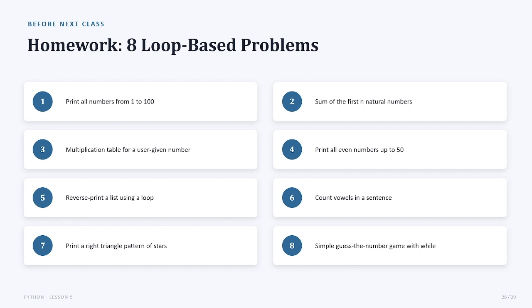Homework is print numbers from 1 to 100. Sum of the first n natural numbers. Multiplication table for a user given number. Print all even numbers. Reverse print a list using a loop. Count vowels in a sentence. Print a right triangle pattern of stars. Simple guess the number game with a while statement. Solve at least three problems. Try solving them without looking at the previous examples.